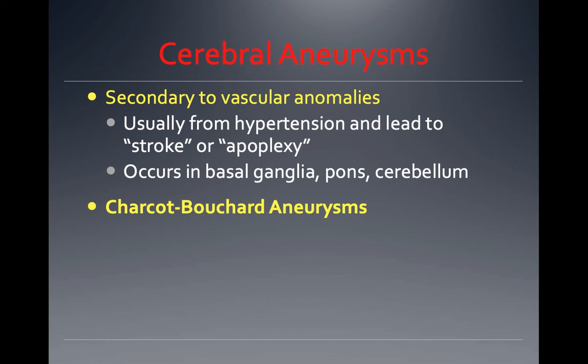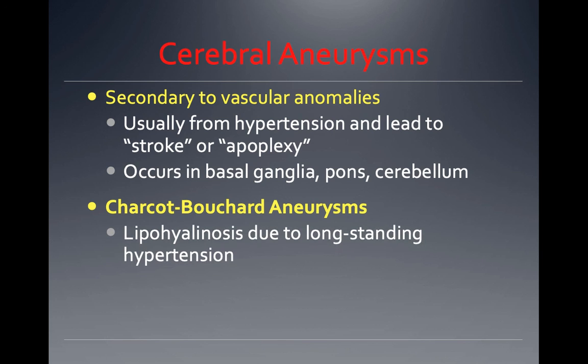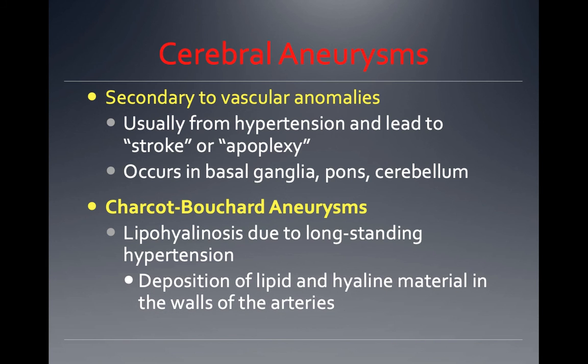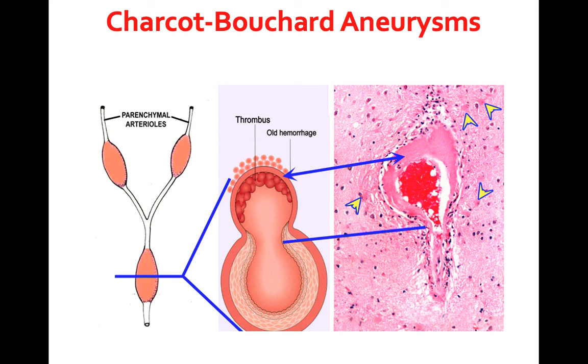You can also have what's called a Charcot-Bouchard aneurysm, and this is where you have lipohyalinosis, and this is due to long-standing hypertension. And so you get deposits of fat and hyaline-like material into the walls of the arteries, and those walls break down. So this is the thrombus that has occurred, and so this is where the artery is supposed to be, but that artery has ballooned out, and you can see it here. This is the ballooning out due to that thrombus that has occurred.